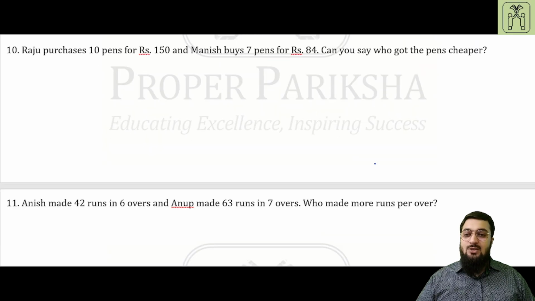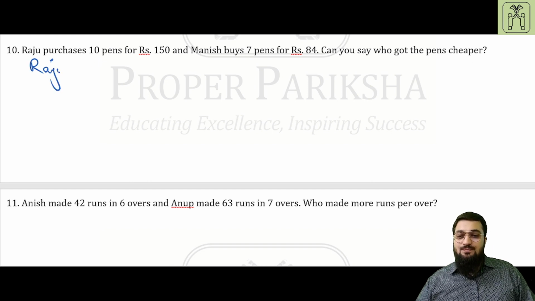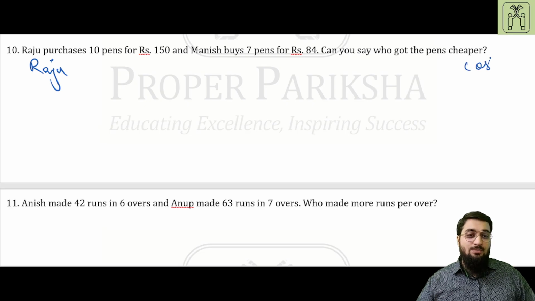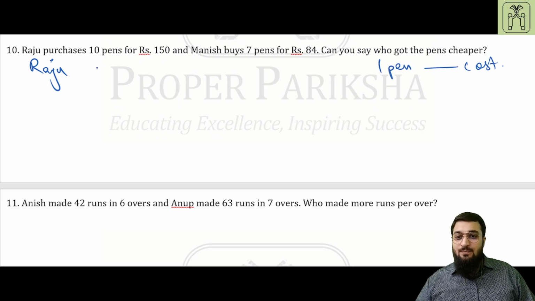Question number 10. Raju purchases 10 pens for rupees 150 and Manish buys 7 pens for rupees 84. Can you say who got the pens cheaper? So we just have to compare both the ratios. So we will first calculate for Raju. We need to find out pens for cheaper, so we need to compare the cost on the basis of one pen. That is the order which we will follow, and that will be 10 pens purchased for rupees 150, and I will just write it directly.